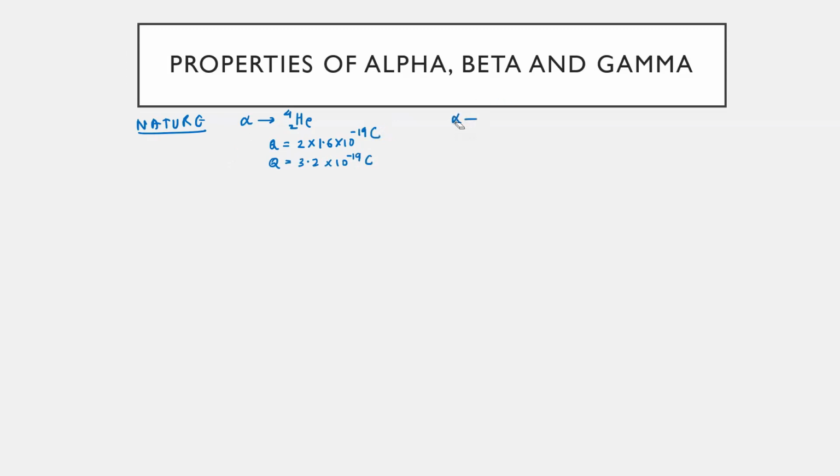Then what about beta? Beta is nothing but an electron, so whatever characteristic the electron has, beta also has. The charge on beta is negative 1.6 into 10 to the power minus 19 coulomb. Then what is gamma? Gamma, as I told you, is an electromagnetic wave. So this is energy, and it has no charge. Fine. So alpha and beta, since they have charge, will be affected by electric field and magnetic field.